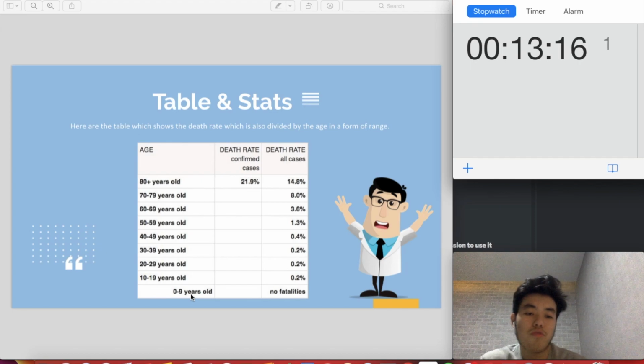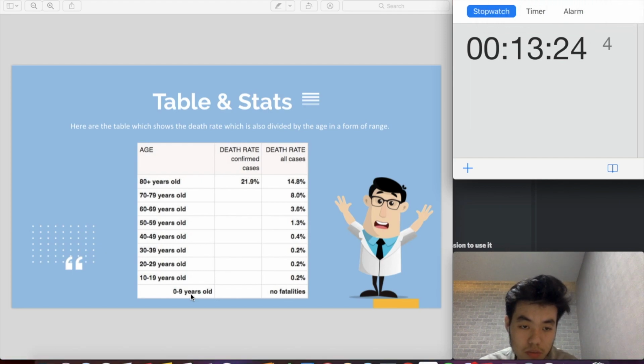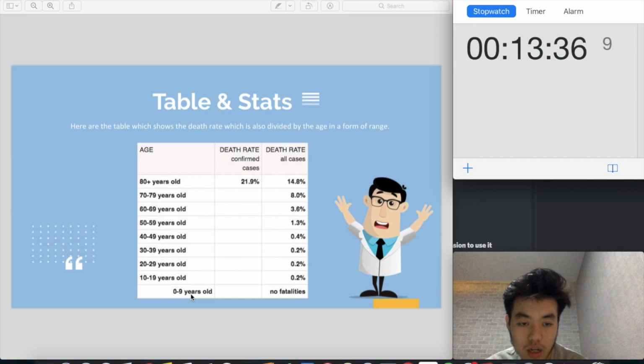From 40 to 49 years old, the death rate shows 0.4%. From 30 to 39 years old, the death rate shows 0.2%. From 20 to 29 years old, the death rate shows 0.2%, and from 10 to 19 years old, the death rate shows 0.2%. And at last, from 0 to 9 years old, there are no fatalities.